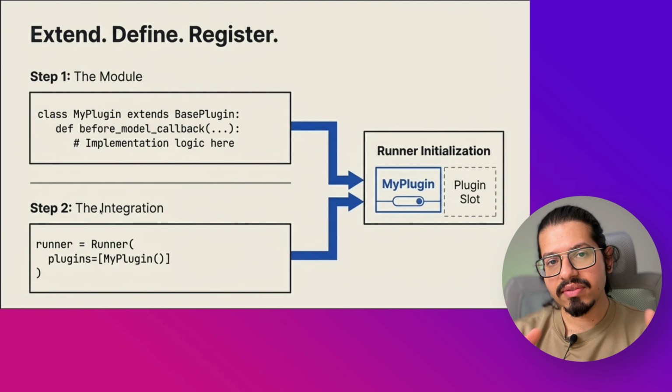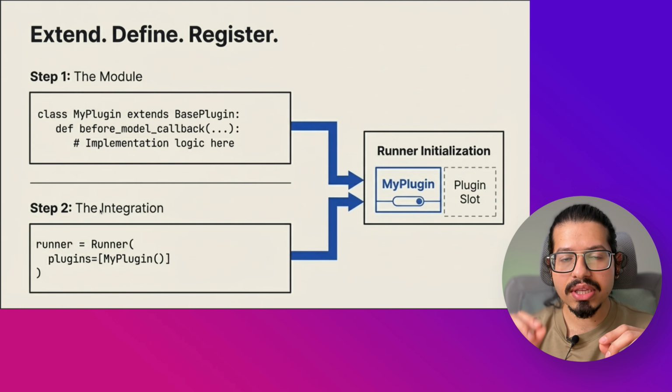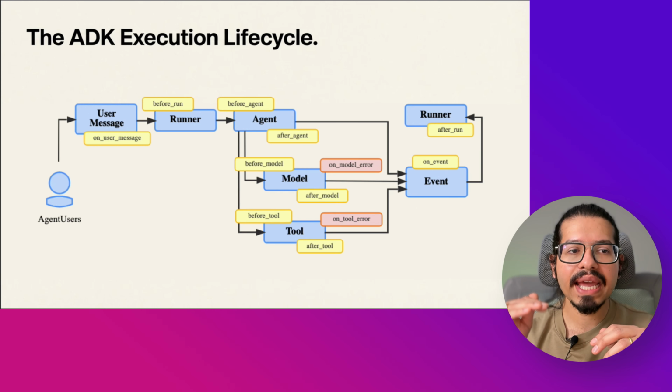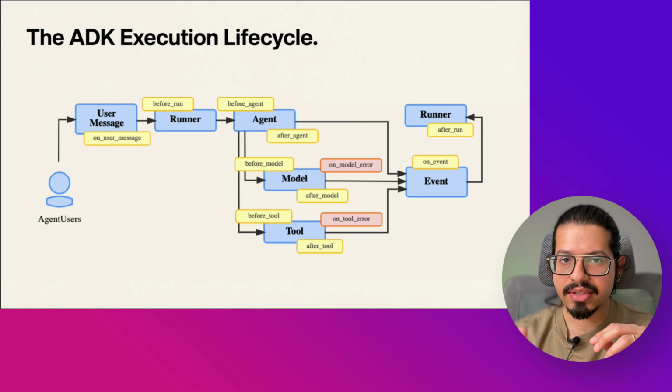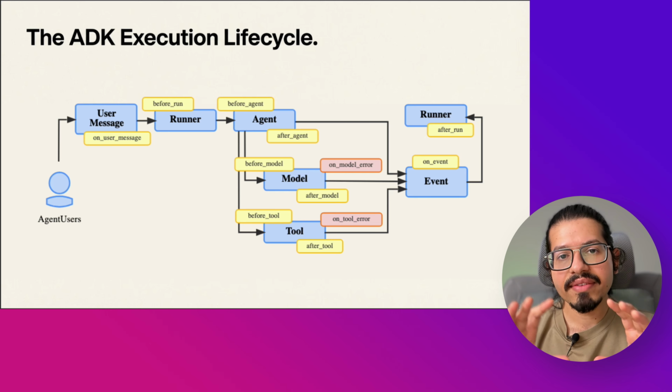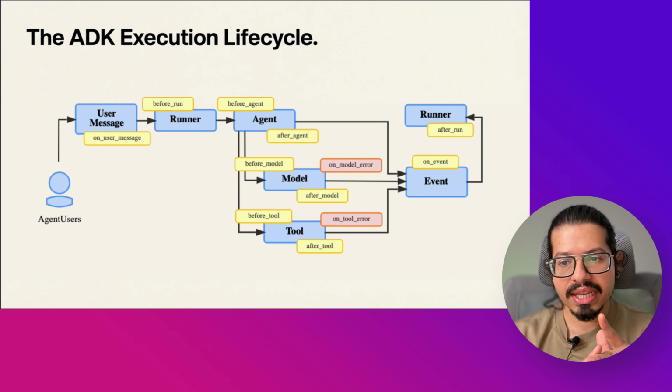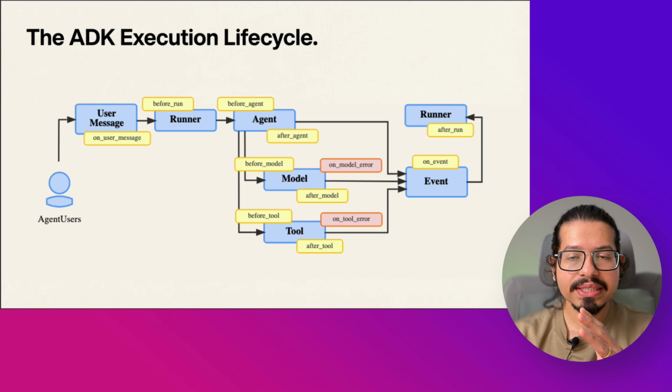So now let's see where plugins can be attached in the ADK execution cycle. This diagram shows a map of where the plugins can attach in the ADK execution flow. There are 7 areas that you can apply the plugins into. First is the user message. Second is the start of the runner. Then the agent execution, then the model execution, the tool callbacks, the event callbacks, and the end of the runner.